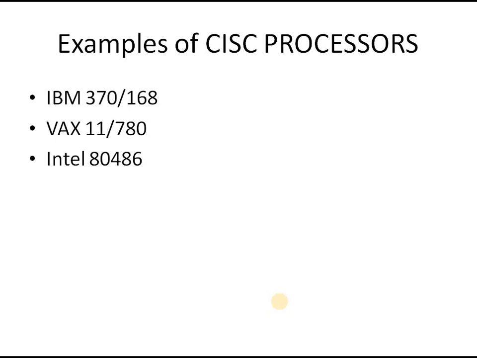Second, VAX 11/780 is a 32-bit processor, and it supports many addressing modes and machine instructions, which is from Digital Equipment Corporation. Intel 80486 was launched in the year 1989, and it is a CISC processor which has instructions varying in length from 1 to 11, and it has 235 instructions.